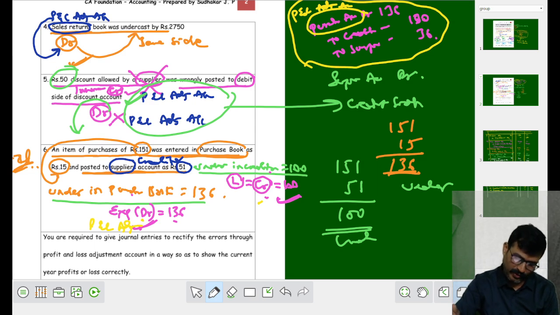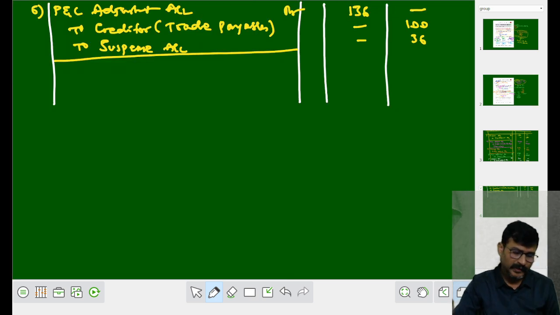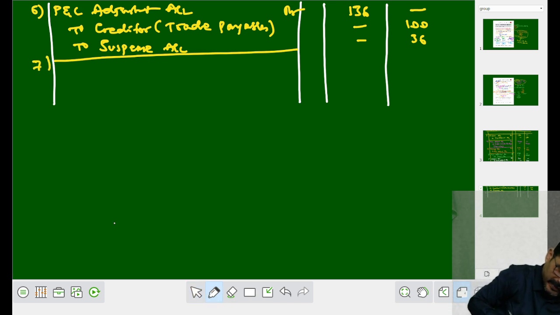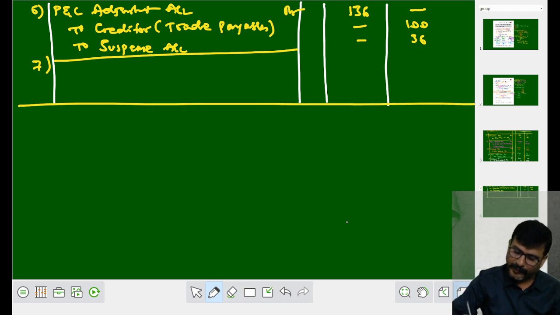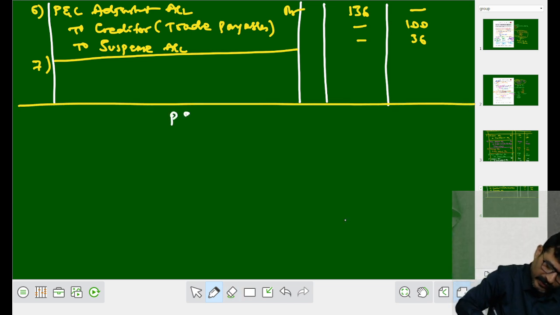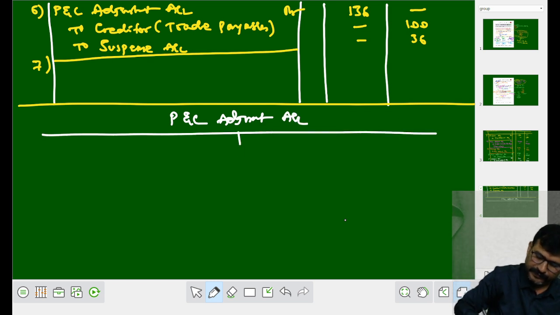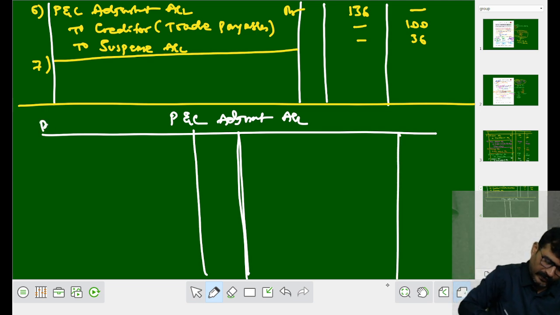Okay, now what we have to do? We need to spend some space for writing the last entry. That entry comes only after preparing and closing which ledger? Profit and loss adjustment account. See what happens in profit and loss adjustment account.